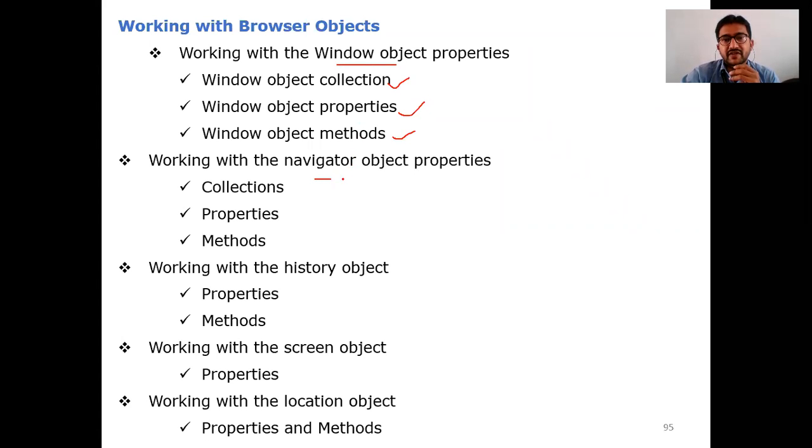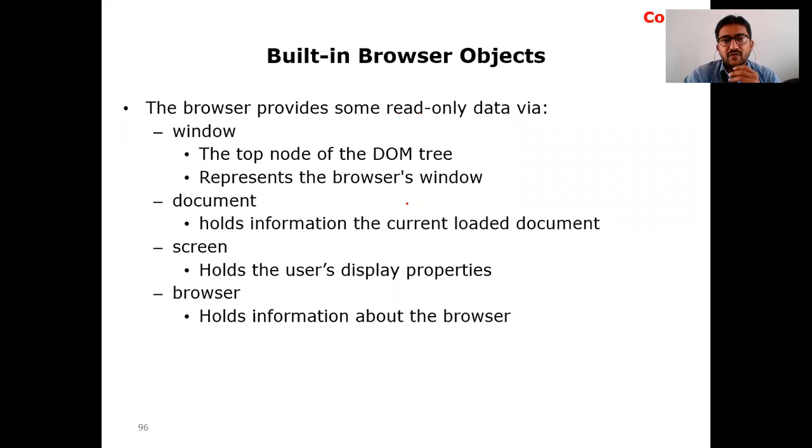See, for example, for the navigator object we have collections, properties, methods. For the history object, we have properties and methods. For the screen, again, we have only properties. For location, we have properties as well as methods. So like this, we are going to discuss one after the other.